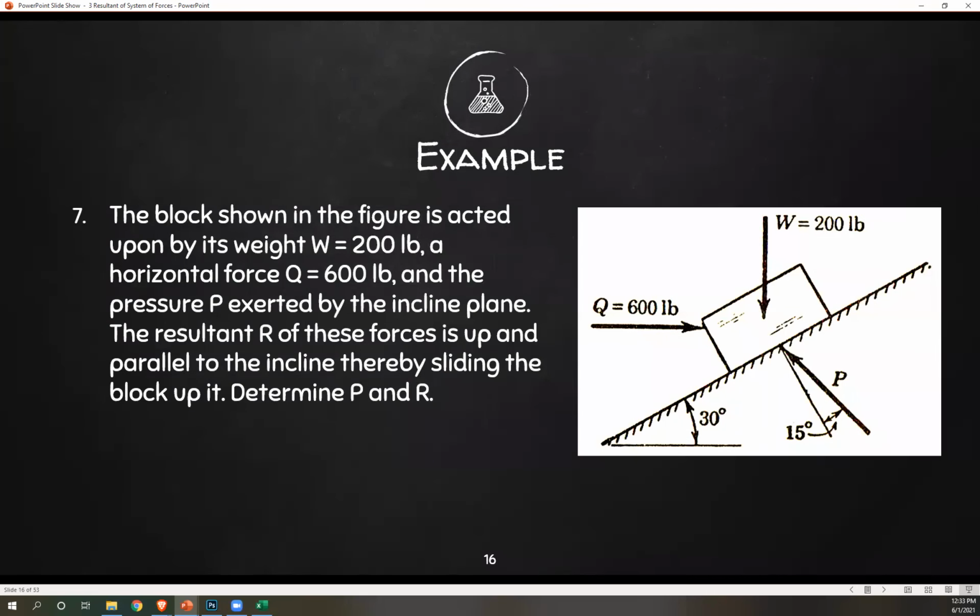Number 7, the block shown in the figure is acted upon by its weight W, which is 200 pounds, a horizontal force Q, 600 pounds, and the pressure P exerted by the inclined plane. The resultant R of these forces is up and parallel to the incline, thereby sliding the block up it. Determine P and R.